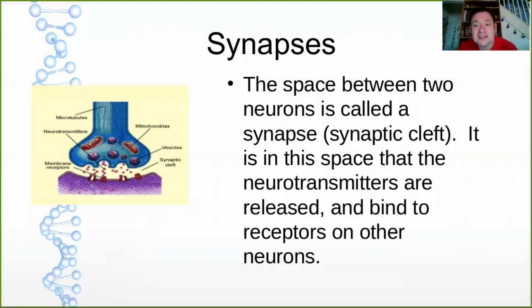This space is known as a synapse. It's a space between two neurons. The gap is sometimes known as a synaptic cleft. It is in this space that the neurotransmitters are released and bind to receptors on other neurons.